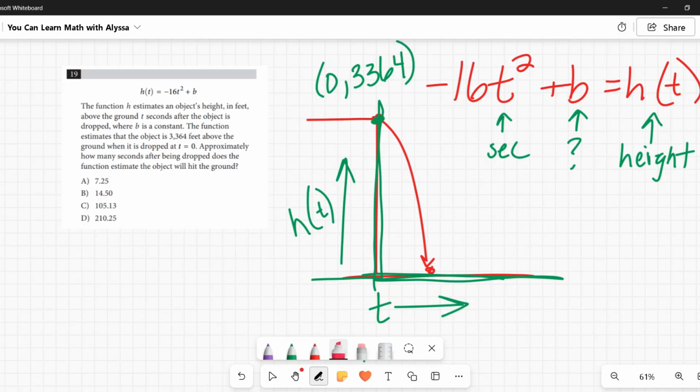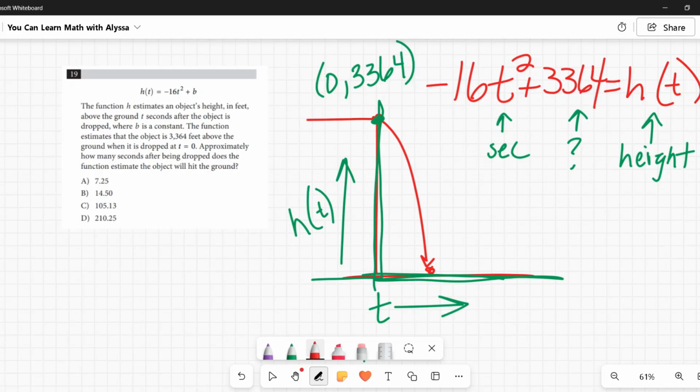So I know this is a negative 16, okay, because I drew half of an upside down, narrow little parabola. That's my negative 16t squared. This b, I know, is the number that moves the function up or down. So here it moved up 3,364. So now I know my b is 3,364.